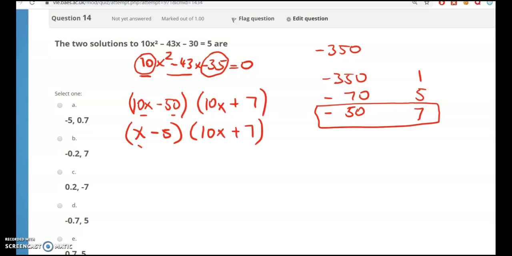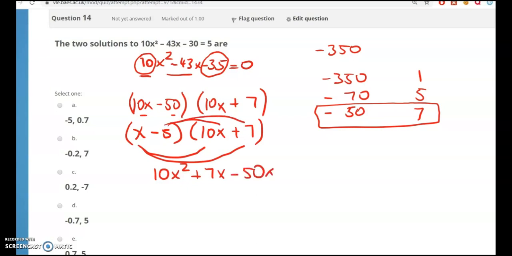And it does work because x times 10x is 10x squared. x times 7 is 7x. Minus 5 times 10x is minus 50x. Minus 5 times 7 is minus 35. So collecting the like terms, we now have 10x squared minus 43x minus 35.